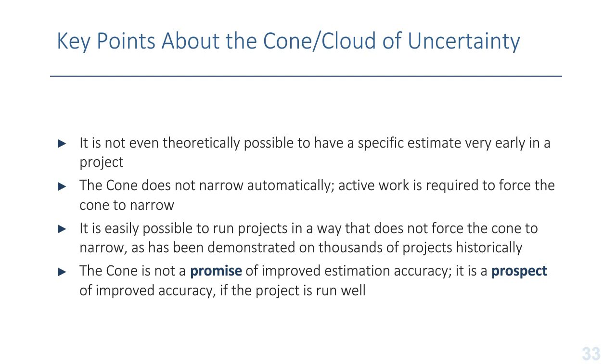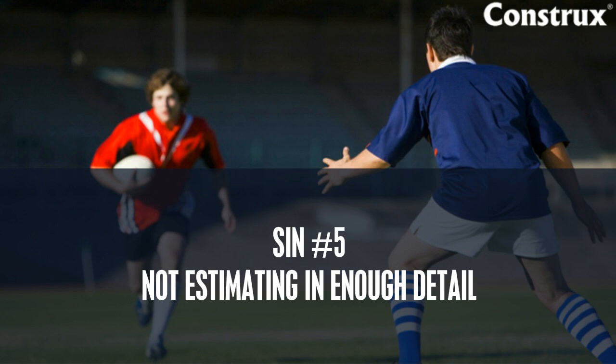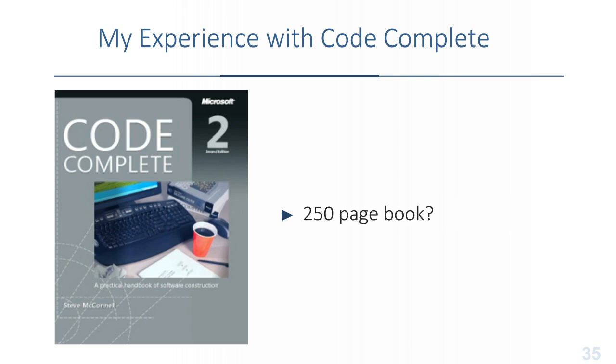All right, so I will pick up with deadly sin number 5, and hopefully we got enough about the cone to get the idea across. Deadly sin number 5 is not estimating in enough detail, and I became exposed to this personally when I was working on my first book, Code Complete. I had been doing background research and outlining for this book for about 2 years before I got to the point where I was ready to submit a proposal to the publisher. And since I had never actually published a book before, I thought it might be a good idea to give the publisher some indication that I was actually capable of finishing the project.